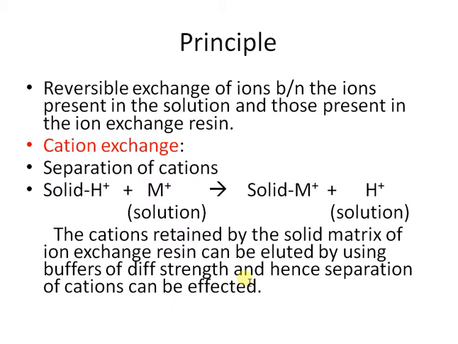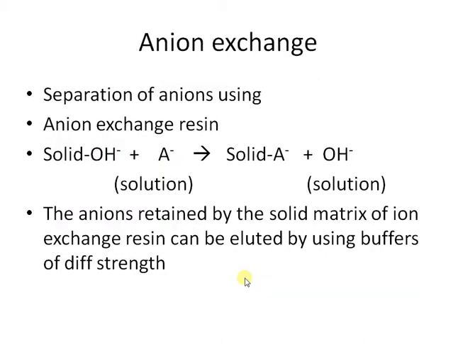In cation separations, the cations are retained by the solid matrix of the ion exchange resin, which can be eluted with a buffer of different strengths, and hence the separation of cations can be effected. Similarly, for anion separations, an anion exchange resin is used, and the anions are retained by the solid matrix of the ion exchange resin, which can be eluted by using buffers of different strengths.